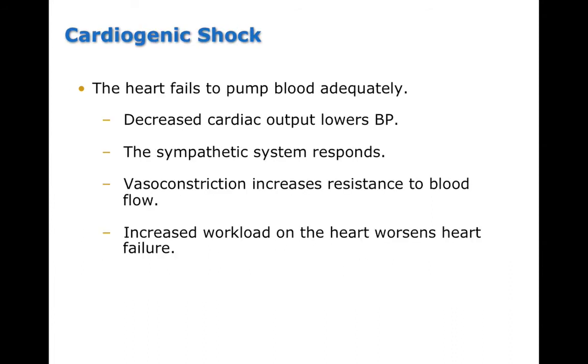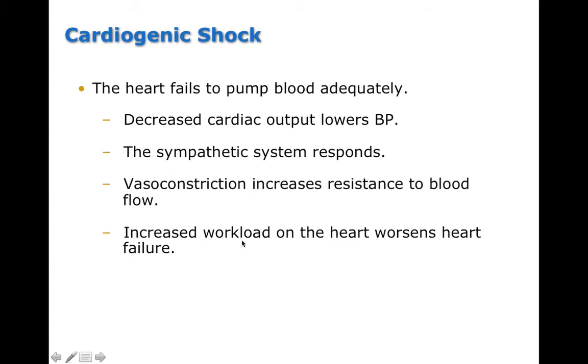So in terms of going into the specific types of shock, this first one here is cardiogenic. Remember, cardiogenic shock is a form of shock where the heart fails to pump blood adequately. This results from a decrease in cardiac output, which ultimately causes lower blood pressure. And the sympathetic nervous system responds through vasoconstriction and an increase in resistance to blood flow.